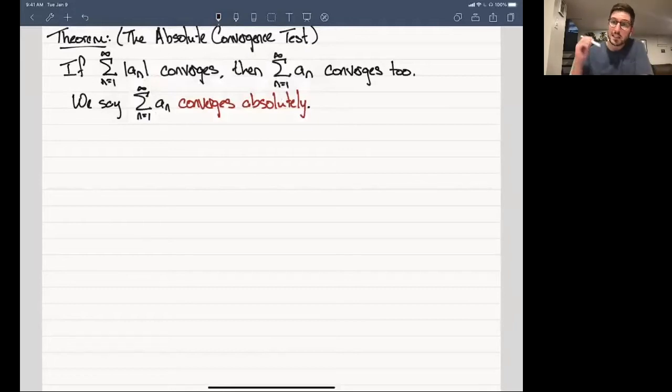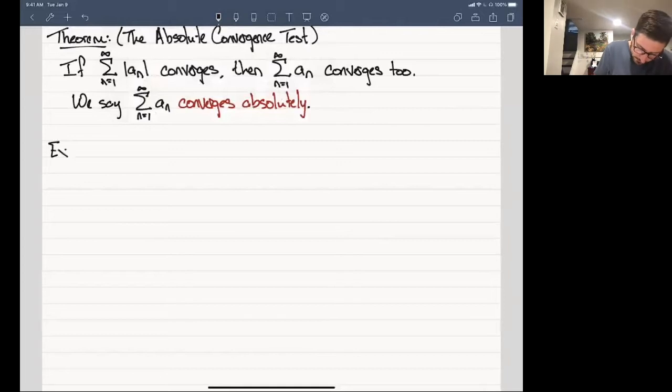So this is why we're allowed to restrict ourselves with those comparison methods to a series of non-negative terms, because the absolute convergence test tells us that if you can make the sum of absolute values converge, then the original series converges as well. So let's take a look at some examples and what I mean here.